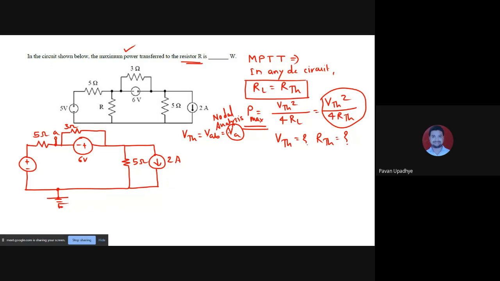Or is there any other way out? Yes. Is there anyone who wanted to say something? No. So there is another way out, I guess.